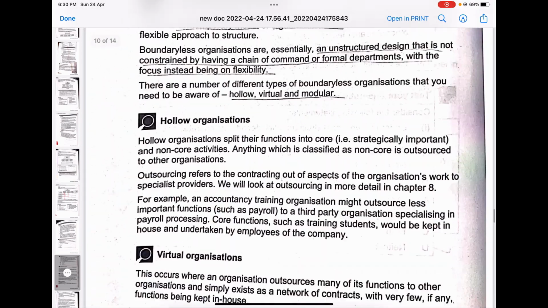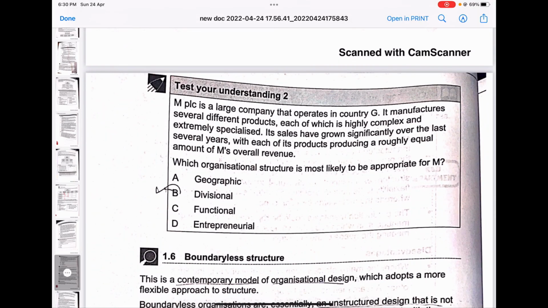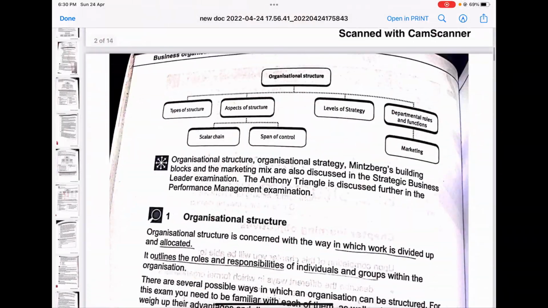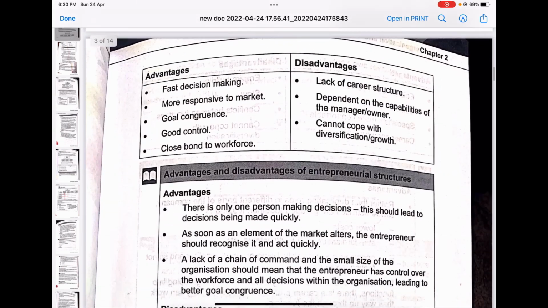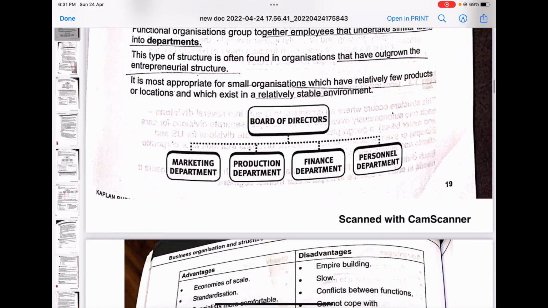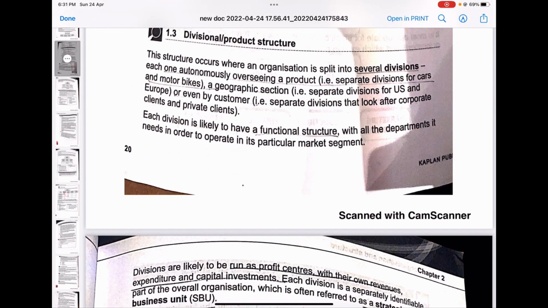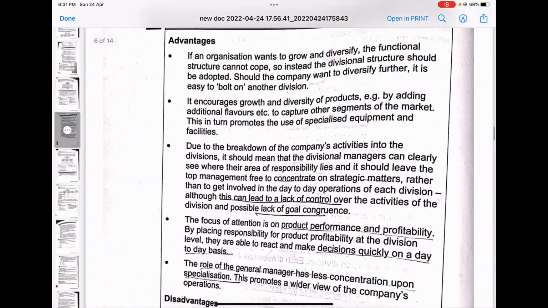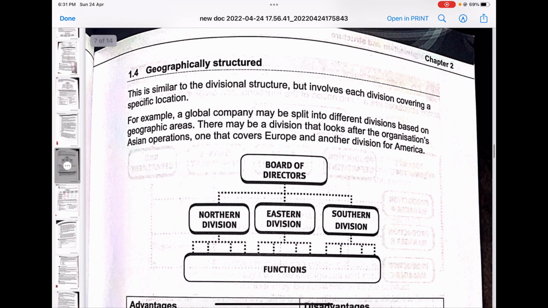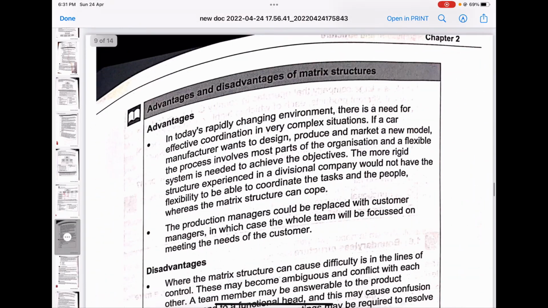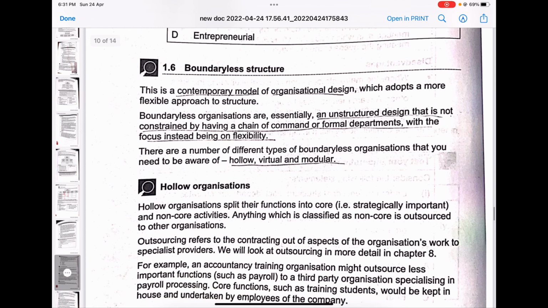Okay, so that's it for now. Let's just keep it light for you. I hope you understood whatever we did in the video so far. So we learned what an organizational structure is, what an entrepreneurial structure is, advantages and disadvantages, what a functional structure is, what a departmental structure is and the advantages and disadvantages, and what a divisional or product structure is. Moving on, we did the advantages and disadvantages, what a geographically structured organization is, and what a matrix structure is. We also did the advantages and disadvantages.